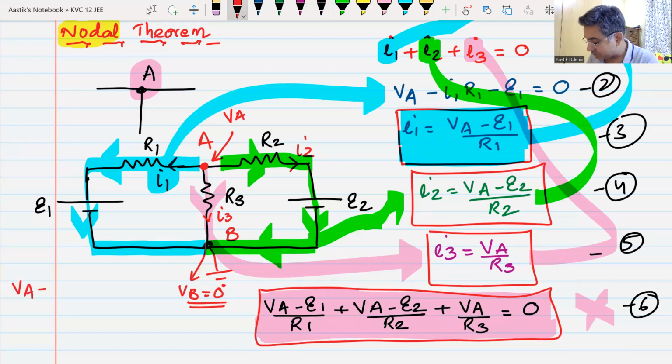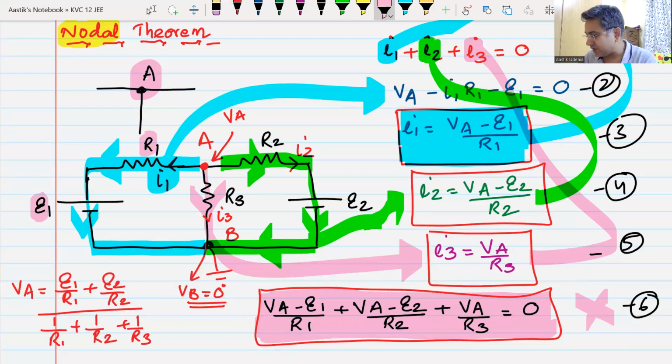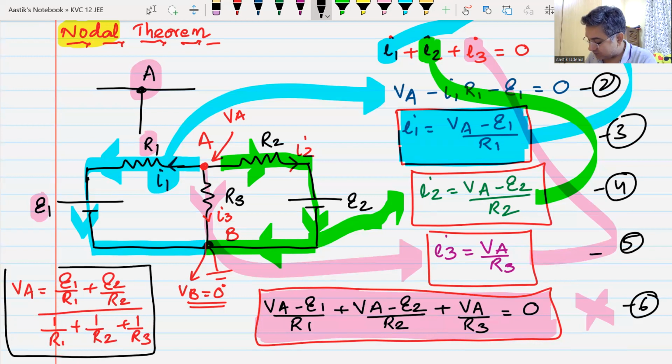What will be the value of VA? E1 divided by R1 plus E2 divided by R2, divided by 1 by R1 plus 1 by R2 plus 1 by R3. I get the value straight away just using some common sense. Common sense is called common sense, but it is very uncommon. So the same question that was done with 2 equations, I can straight away write the answer. Once I know the value of VA, the rest should be simple.